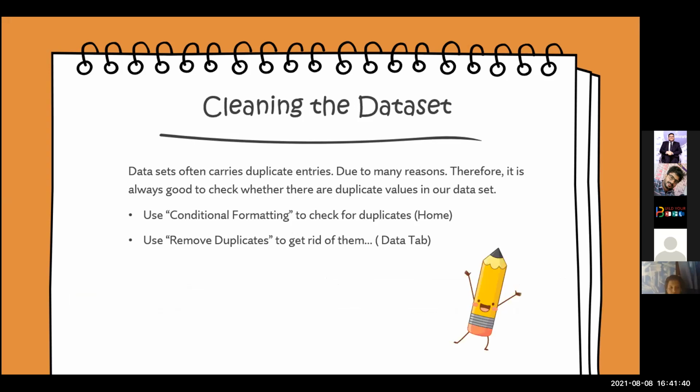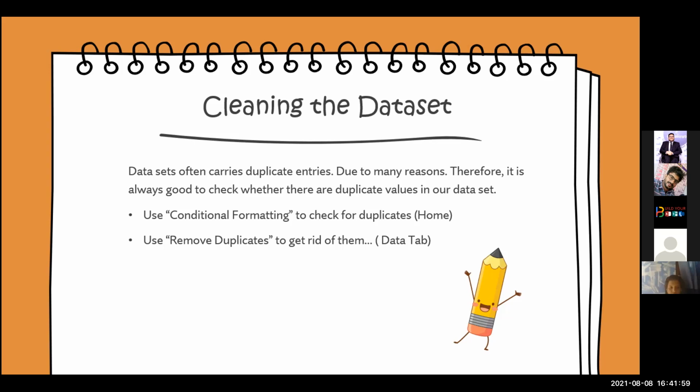Then we went ahead and cleaned our dataset. When cleaning the dataset, we first used conditional formatting, which is in the Home tab, to check for duplicates. And then we went to the Data tab and removed the duplicates in our dataset.